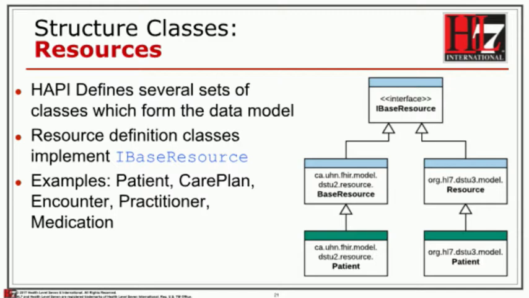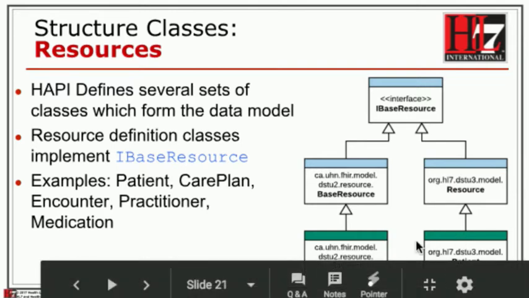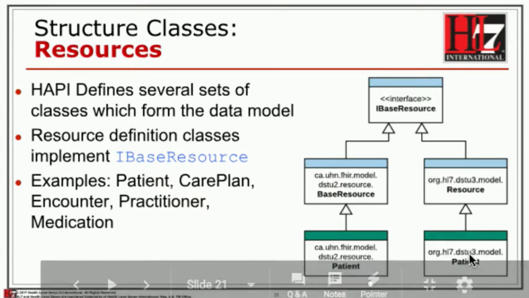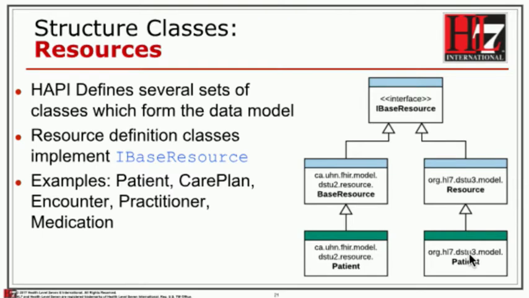So FHIR defines a resource called patient. We've got a class called patient. FHIR defines a resource called encounter. There's an encounter class, so on and so forth. All of these classes extend from one base interface called IBaseResource, and then there are package names. I've got a mouse here. So org.hl7.dstu3, that's the DSTU3 version of it, and then the DSTU2 package has an equivalent class called patient. These classes look very similar.